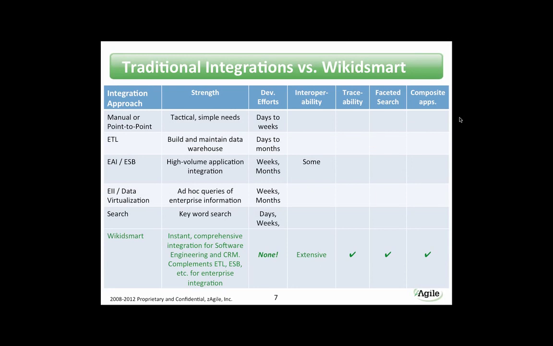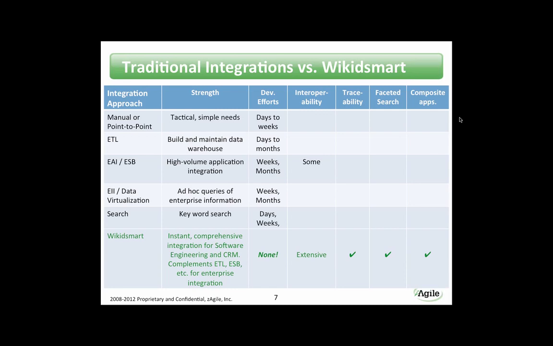Now, each of these approaches does have their strengths, as they're listed in that second column. ETL, fantastic for building and maintaining a data warehouse. But again, you're not going to achieve these things listed on the right. Wikidsmart, that last row on the right, at the bottom, however, allows you to achieve instant integration for your software engineering environment and CRM. How much development effort do you have to do? None. You actually just take advantage of the environment on day one. Very deep interoperability, traceability, faceted search, and the ability to have composite applications.